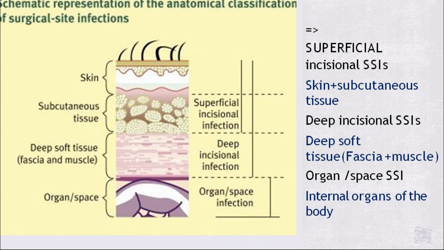So this is the diagrammatic representation of the different types of surgical site infections. First is the superficial incisional surgical site infection, which includes the skin and the subcutaneous tissue. Whereas deep incisional surgical site infections involve, along with skin and subcutaneous tissue, the deep soft tissue, either fascia or muscle. The third type of classification is organ or space surgical site infection. These include the internal organs of the body.